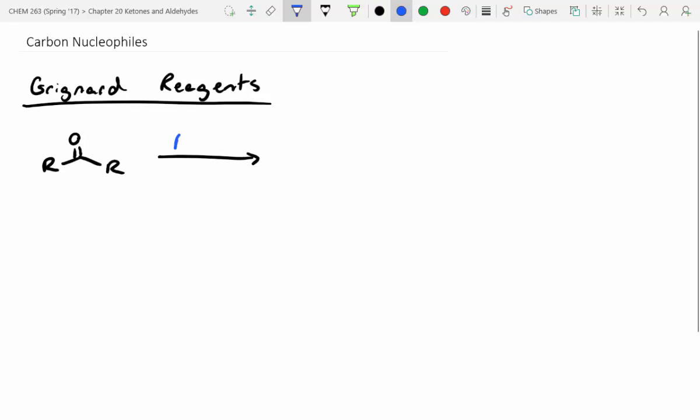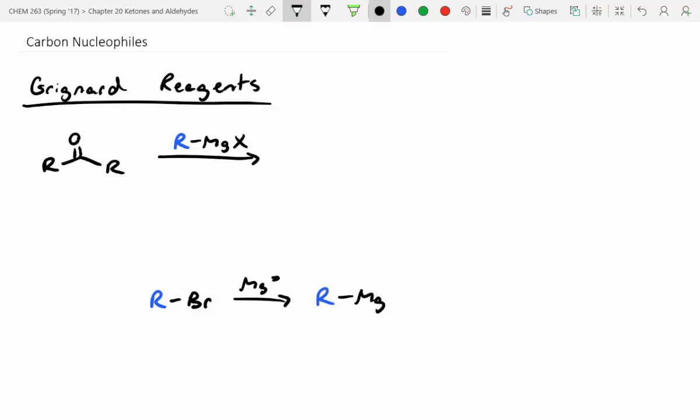So let's say I want to add in just a generic Grignard. How do I prepare my Grignard reagent? So let's say I've got this group down here, and it's got a bromine on it. How can I turn this into a Grignard reagent again? Yeah, you need elemental magnesium. It will insert in, and now you've got your Grignard reagent. That's a good thing to remember for your synthesis problems. At this point, you can add in your Grignard reagent, no problem.